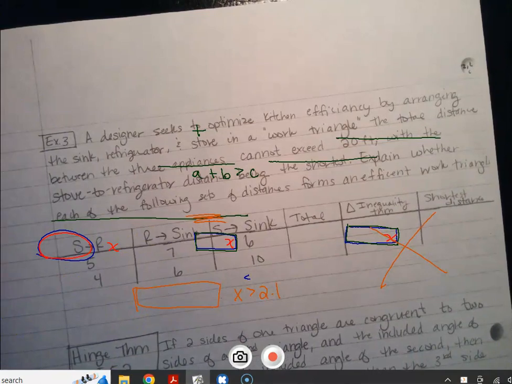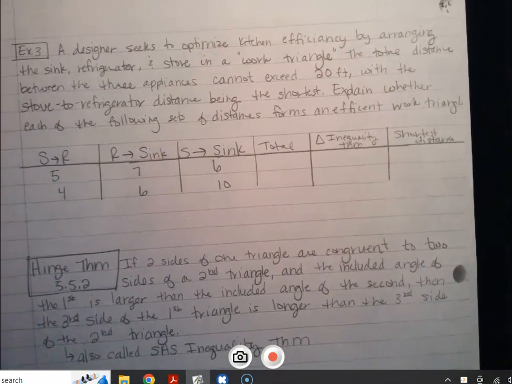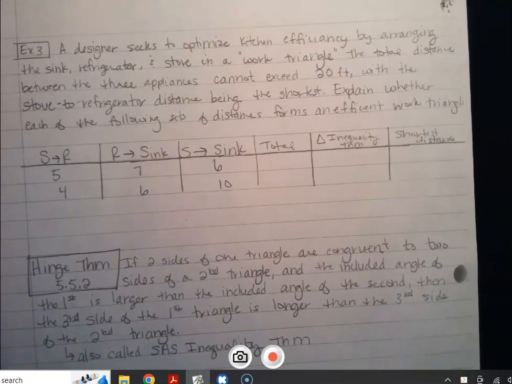Because we're kind of going to put this into action. All right, so a designer seeks to optimize kitchen efficiency by arranging the sink, refrigerator, and stove in a work triangle, quote unquote. The total distance between the three appliances cannot exceed 20 feet. With the stove to refrigerator distance being the shortest, explain whether each of the following sets of distances forms an efficient work triangle.